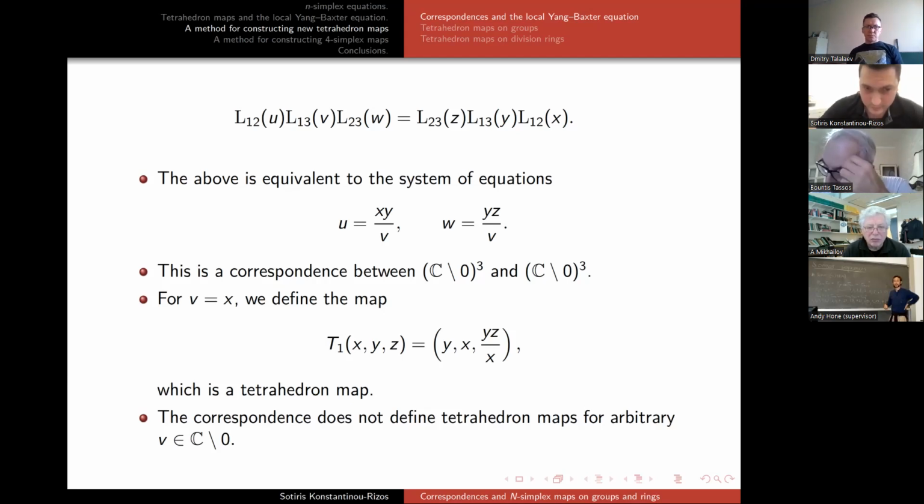In order to define a map, we need to fix the free variable. The free variable is V. If we fix V to be X, we obtain this map, and this map can be checked to be a tetrahedral map. However, this correspondence does not define tetrahedral maps for any choice of V, but only for particular choices. There could be infinitely many choices. I will comment later on how one can find these particular choices.